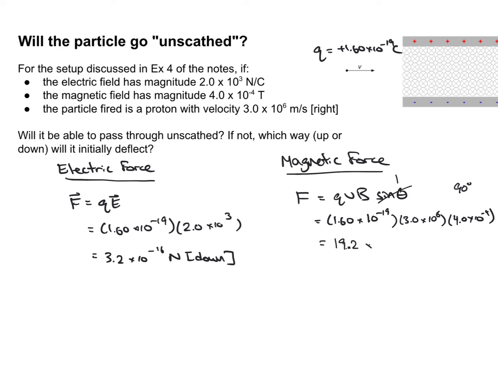19.2 times 10 to the, do some exponent laws here, negative 17, or written properly 1.92 times 10 to the negative 16 newtons. And that would, well, it should be up. I'm just going to double check with my right hand rule. So I'll get my index finger pointing to the right, my middle finger pointing into the page, and yes, my thumb points up. So that is correct.